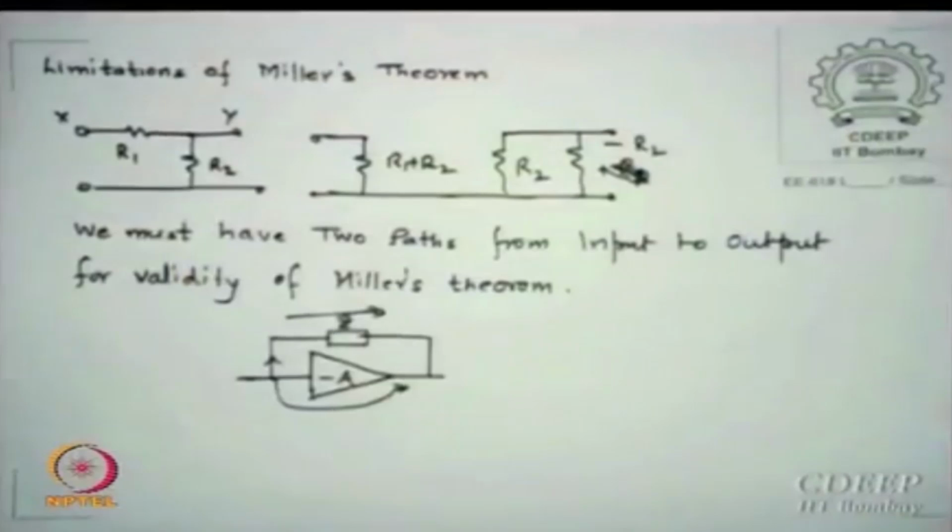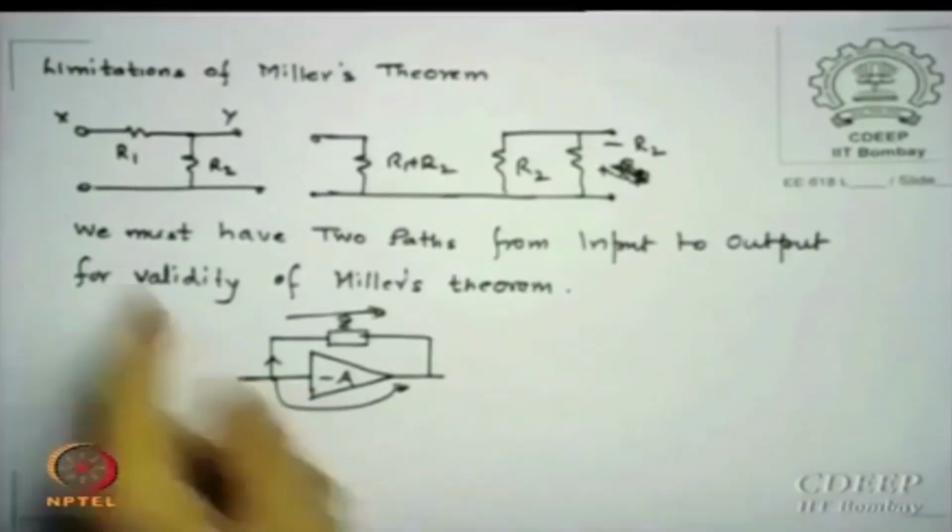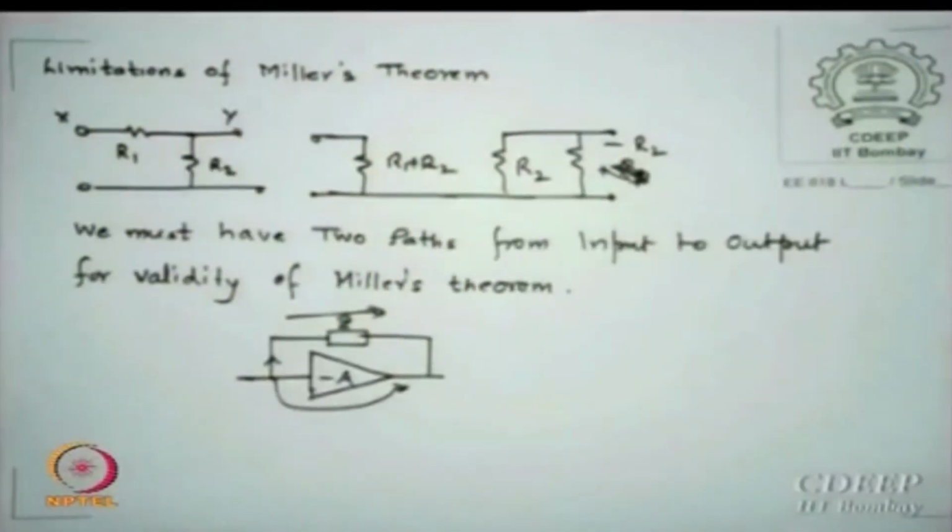Unless there are two paths from input to output, Miller's theorem is not valid. In this there is only one path. Is that clear? All of you please remember, Miller's theorem is only and only valid if there are two paths from input to the output. Is that correct? Otherwise, like this, Miller's theorem will give you an absurd value for the output impedance.